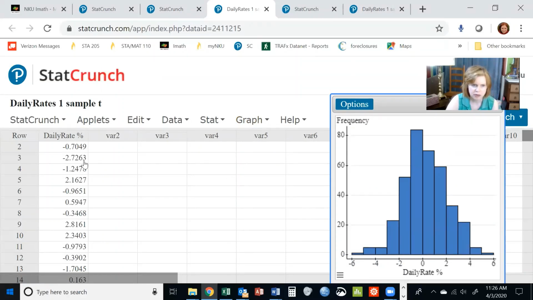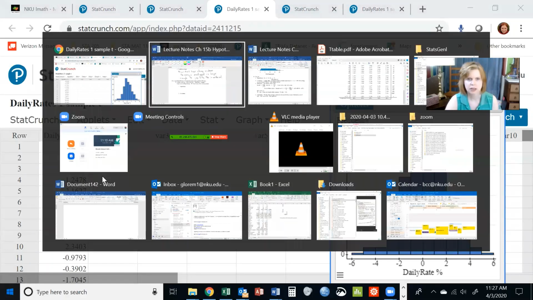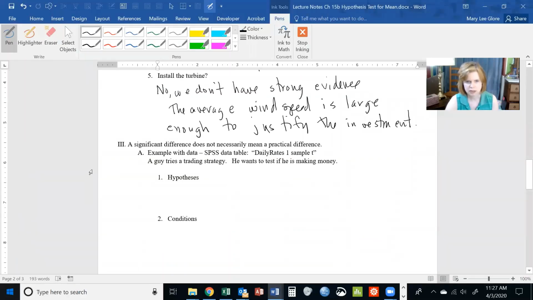And you can see some of these are negative, some are positive, right? And so what we want to test is if he's going to make money with this strategy, right? So on the first day, he would have lost 0.42%. The next one, he would have lost 0.7%, and so on, all right? So we want to know, is he going to make money? All right, so this is going to be one of my hypotheses here.